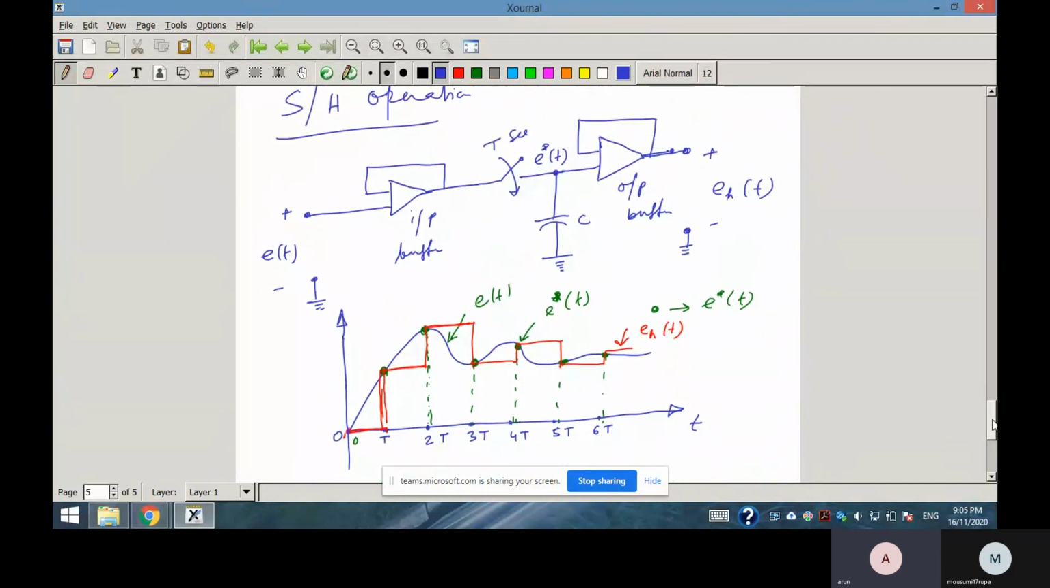So that is the role of the buffer. Similarly, in the case of the output buffer, again no current will flow here. Because of the high input impedance, that is why e_h will immediately appear here.